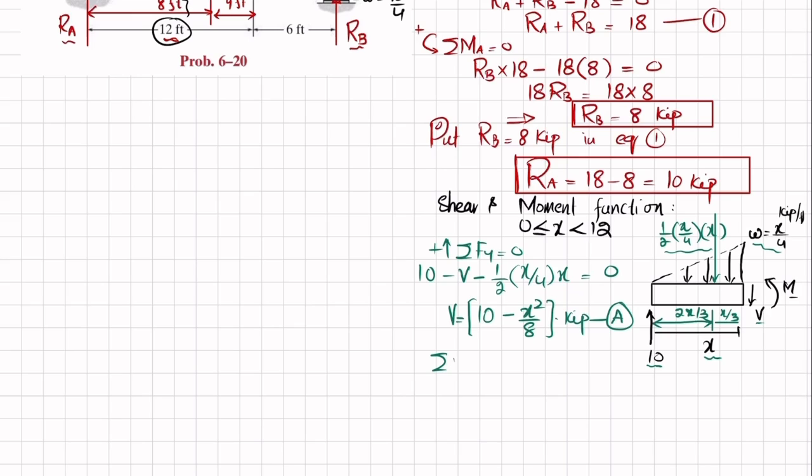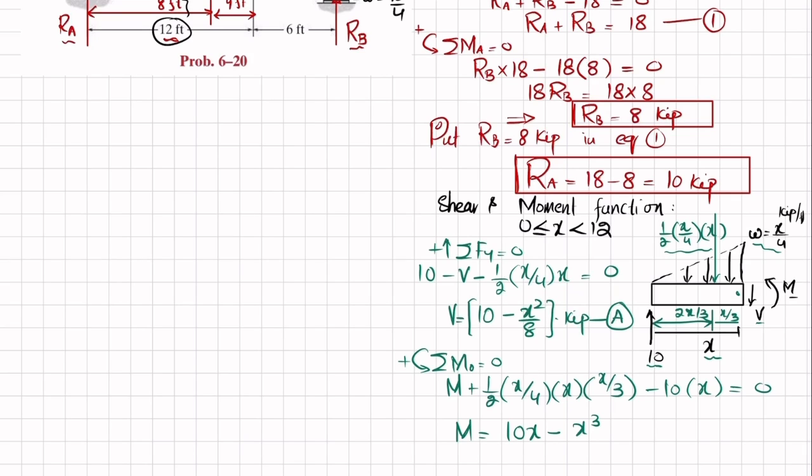Now I'll find this moment. The sum of all moments about point O, let this be point O, is equal to 0, taking the counterclockwise moment as positive. About point O, one moment will be due to this load into the perpendicular distance X by 3, and this produces a counterclockwise moment, so it will be positive. The second moment is this counterclockwise external moment, and the third moment will be 10 into perpendicular distance X, and this produces clockwise, so it will be negative. So M is positive plus 1 over 2 into X by 4 into X into perpendicular distance X by 3, minus 10 into X, equal to 0. When you solve this, you will get M is equal to 10X minus X cube over 24, and the unit will be kips into feet. This is equation number B.